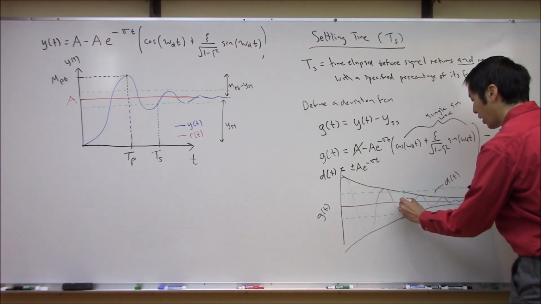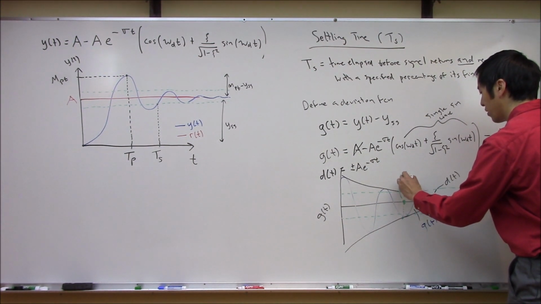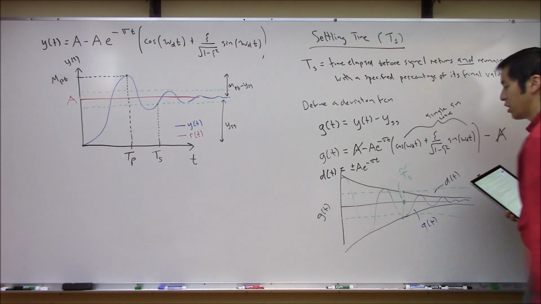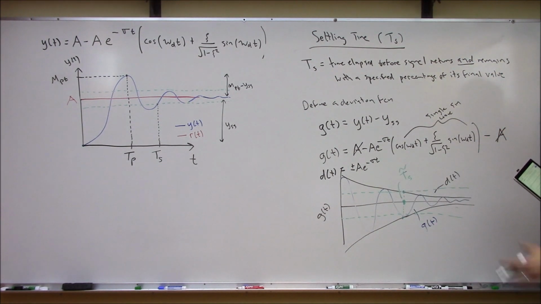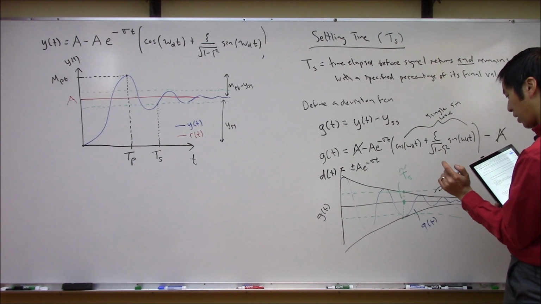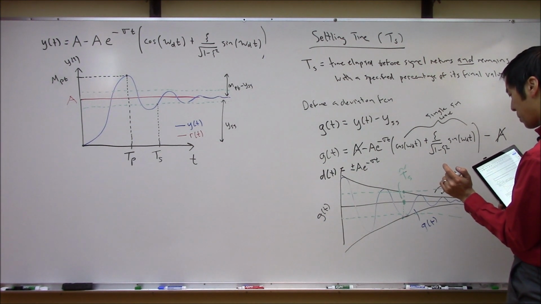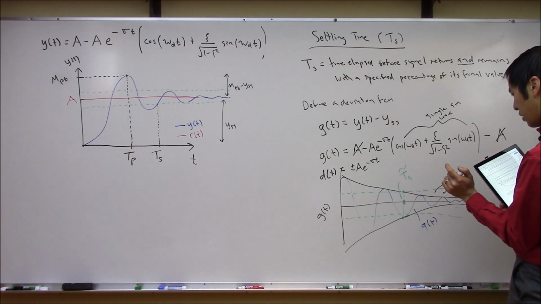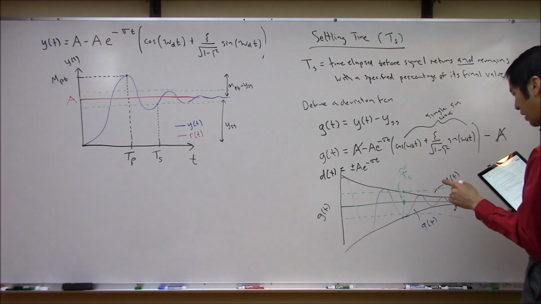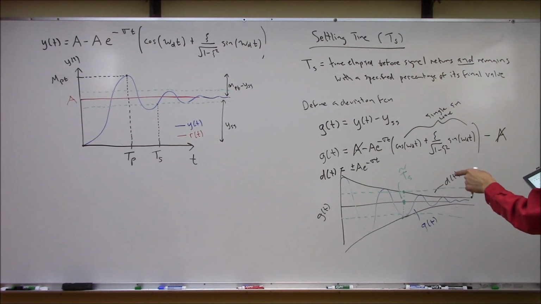So this point right here, let's call this t settling, and put a little tilde on top of it. If that is the settling time estimate, what's the actual real settling time here?